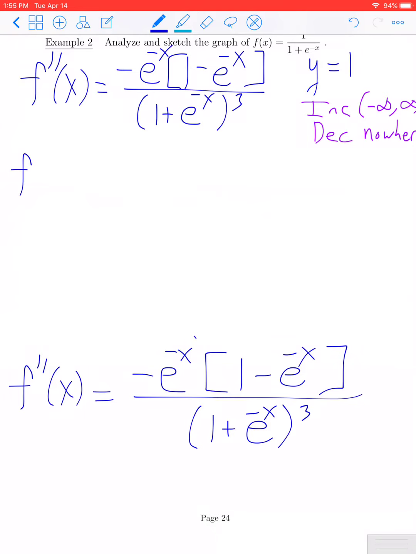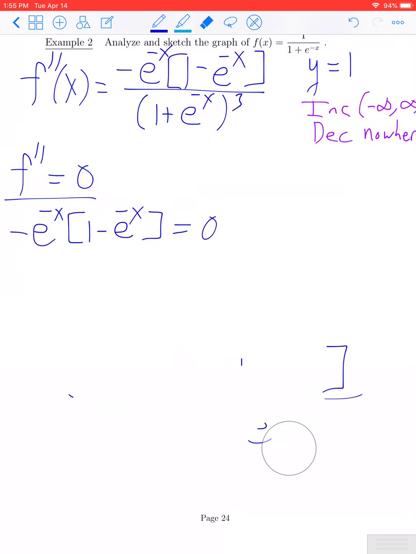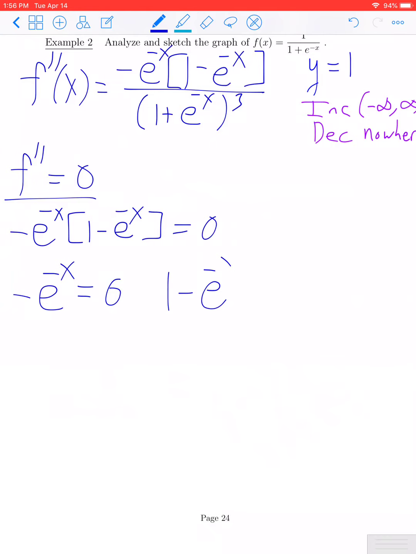We would now want to solve for where f double prime is equal to 0. Again, that fraction's only ever going to be 0 when the numerator is 0. So I can set the numerator equal to 0, like this. It's already factored, so we can set each factor equal to 0 independently. That is negative e to the negative x equals 0, and 1 minus e to the negative x equals 0. This part will provide no solution.